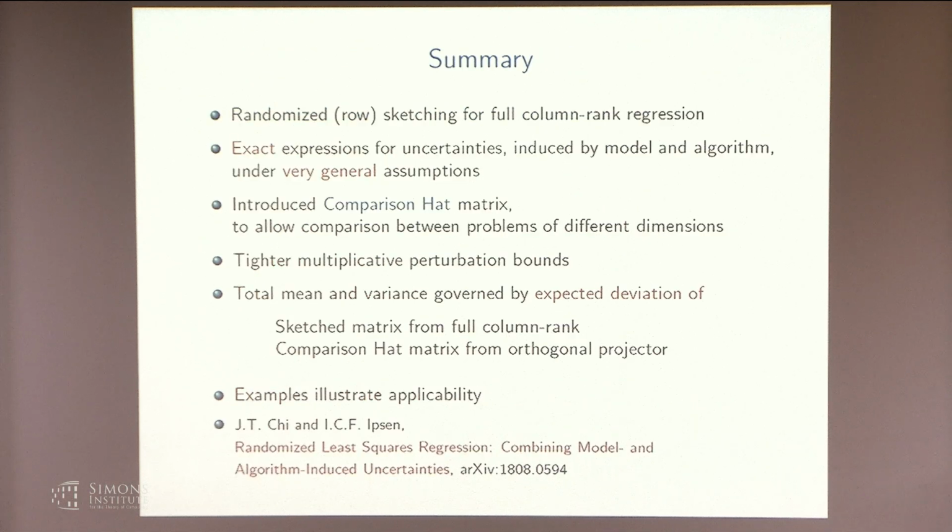So to summarize, I've looked at randomized row sketching for full column rank regression, and we did not look inside the sampling matrices except for the examples. So you can take any sampling matrix and apply that framework. So we got exact expressions for the combined uncertainties due to model and randomization. And we introduced the comparison hat matrix to allow comparisons between the sketch problem, which has many fewer columns, and the original problem. We got deterministic bounds, which are tighter than existing ones.